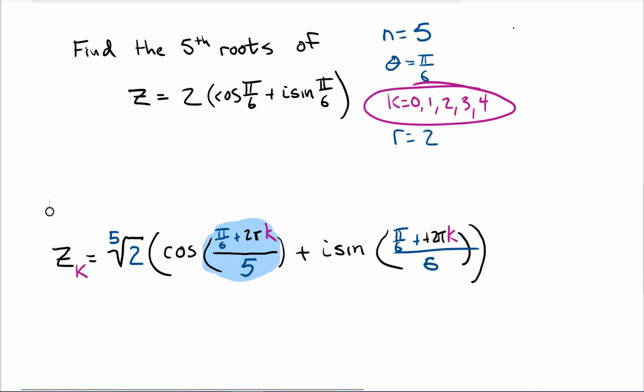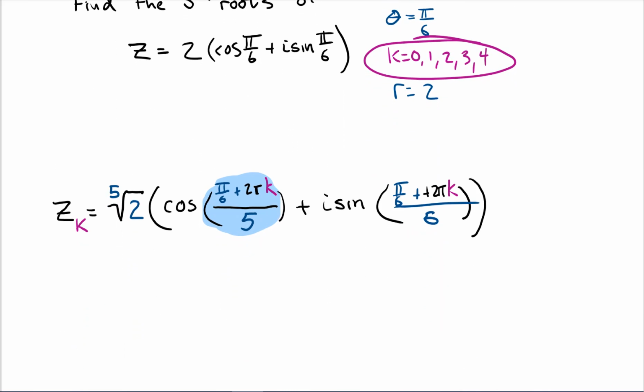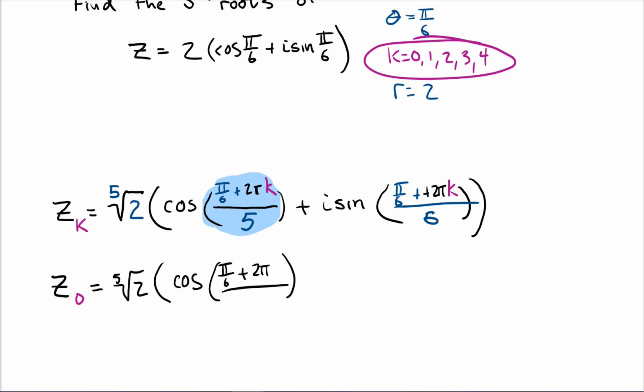So let's start with k is equal to 0. There are some simplifications you could do aside from this if you wanted to, but I'm just going to run it the way I believe most people are going to do it. So let's go find when k is equal to 0. We're going to have that fifth root of 2. That's not going anywhere. And we have cosine of pi over 6 plus 2 pi times something divided by 5. Now what's that something? It's that k. It's 0. So that 2 pi is just going to go away. This whole piece is just going to disappear, and you're going to have pi over 6 divided by 5.